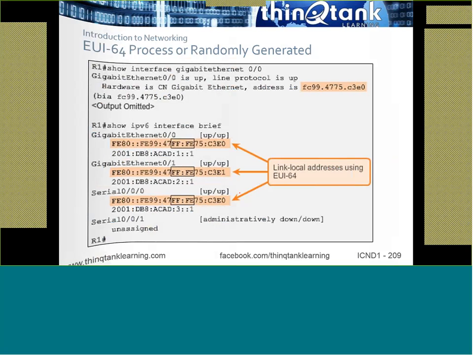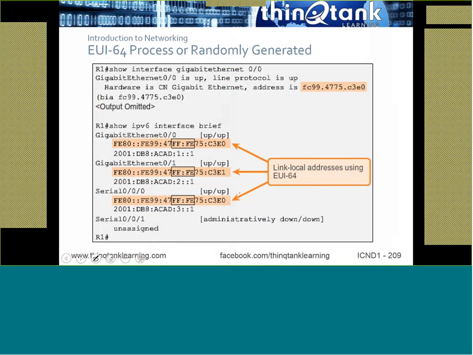Which brings us to, well, actually, let's look at this as a demonstration, and then we have essentially one more thing to talk about. Here is the MAC address on my gigabit Ethernet interface. Just by turning IPv6 on this router, the interface generates its own link local addresses. How did we come up with those numbers? Well, it's simple. FC9947, split that in the middle, the FFFE goes in the middle. That's the first step, right?